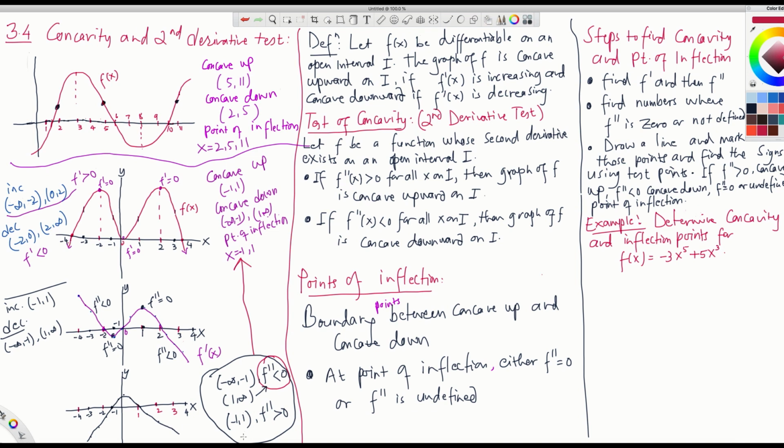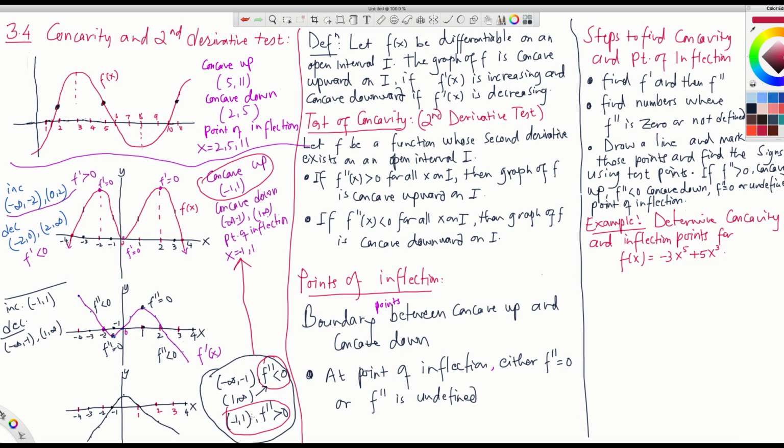Also, look at this one. At -1 through +1, the second derivative is positive, and it is concave up. If the function is concave up in an interval, then the second derivative is positive. So second derivative positive means the graph is concave up. Second derivative negative means the graph is concave down.